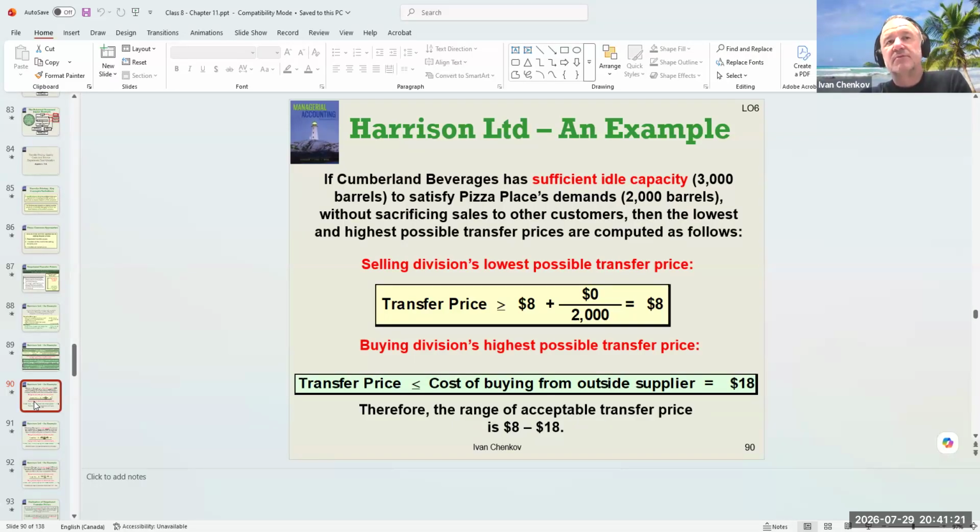So that will be the minimum, the lowest possible transfer price. The highest possible transfer price will be the cost for the purchasing division, which they currently pay for the ginger beer. They currently pay $18. So in this case, the minimum price at which the transfer can happen is $8. The maximum price that the other division is willing to pay is $18. Anywhere between 8 and 18, the transfer can happen. So now we let the two managers negotiate and come up with something reasonable for both divisions. But that negotiation will be within the range of $8 to $18.